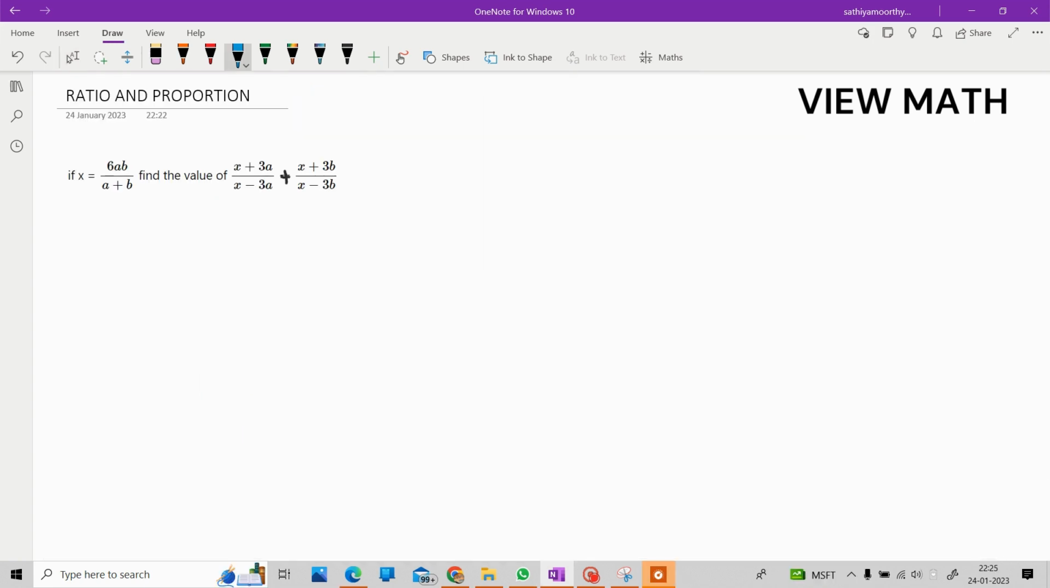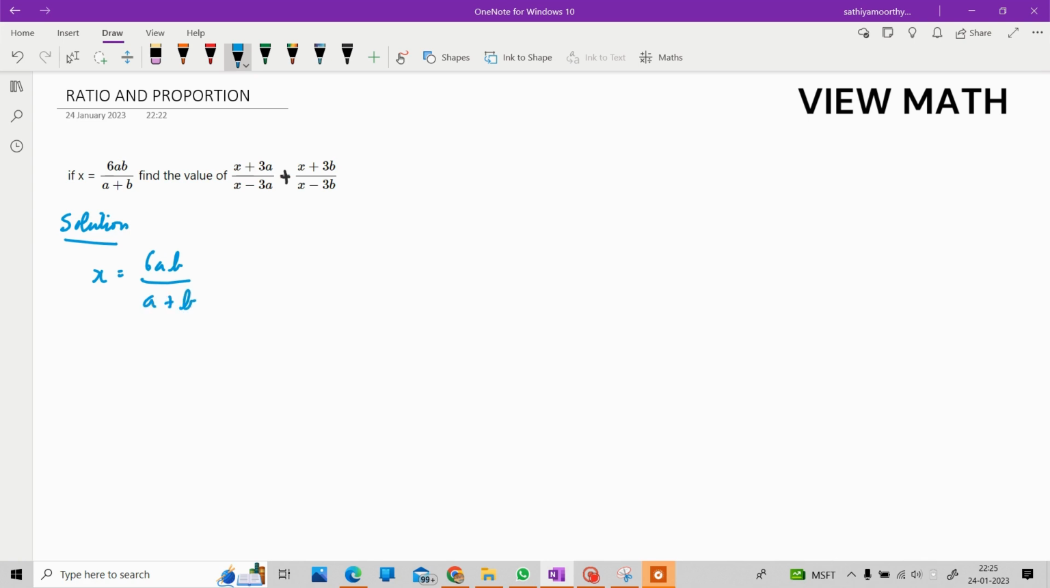Now let's see a problem. If x is equal to 6ab by a plus b, find the value of (x + 3a)/(x − 3a) + (x + 3b)/(x − 3b). So what is given in this problem is the x value: x is equal to 6ab by a plus b.